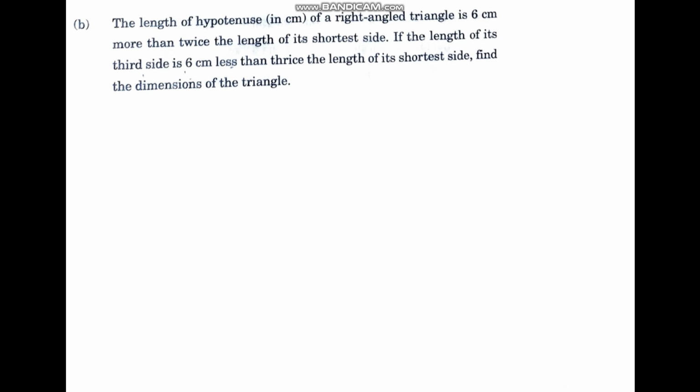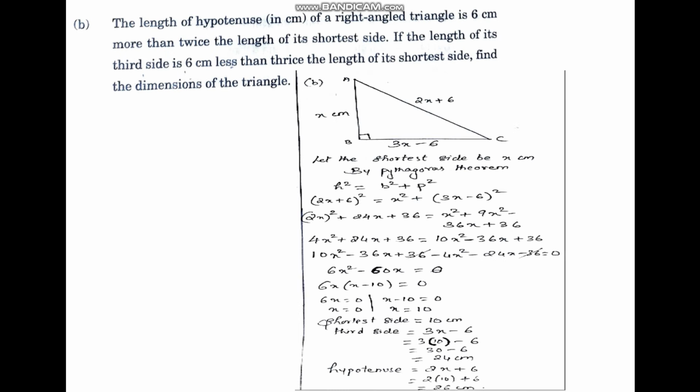Let us suppose the shortest side be x, and then the hypotenuse will be 2x plus 6 and the third side will be 3x minus 6. We know that by Pythagoras formula, hypotenuse square equals base square plus perpendicular square. When we are substituting the value, we are getting the final equation as 6x square minus 60x equal to 0, where x is 0 and x is 10.